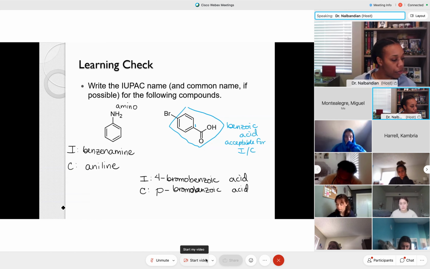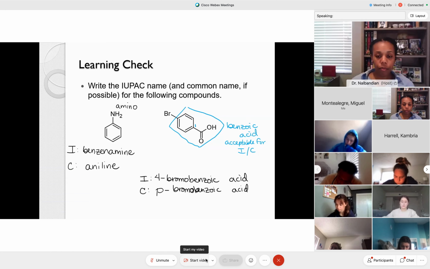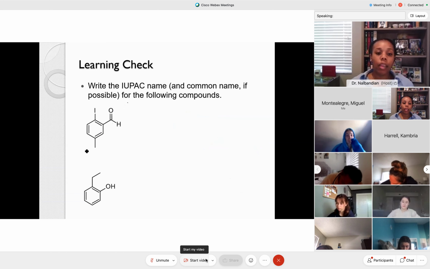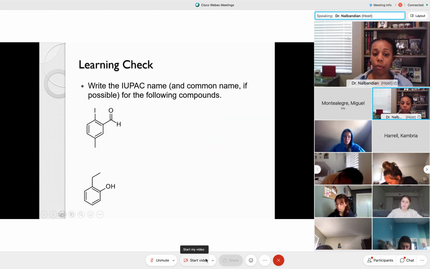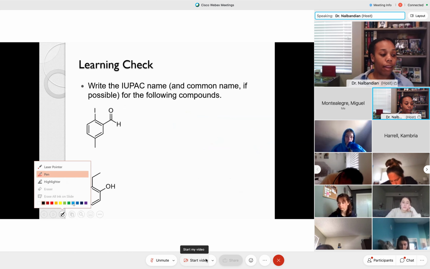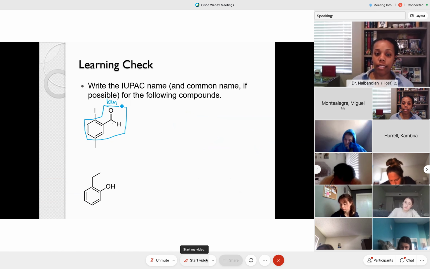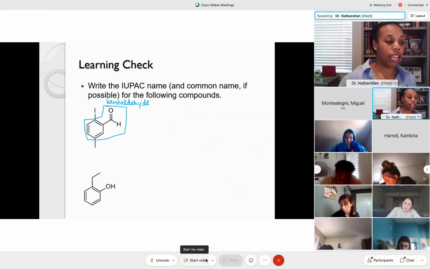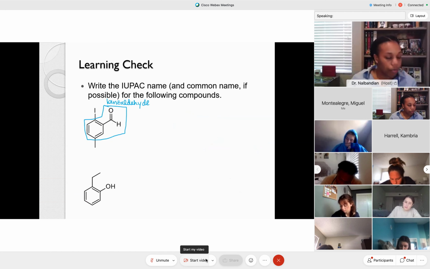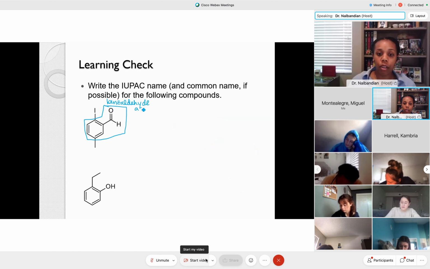Questions on these two? All right. Now we have 3 things attached to this benzene ring. We said we would give it the lowest numbering possible, but we have another one of our acceptable for IUPAC and common groups. We have an aldehyde here, benzaldehyde. You have to just recognize these so you can give them the right name possible. And so benzaldehyde is also acceptable for both.